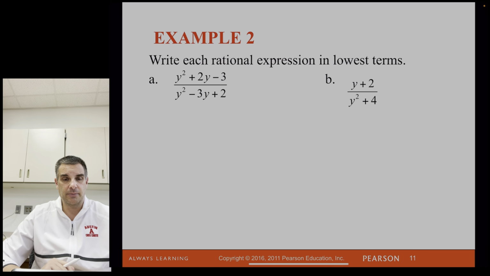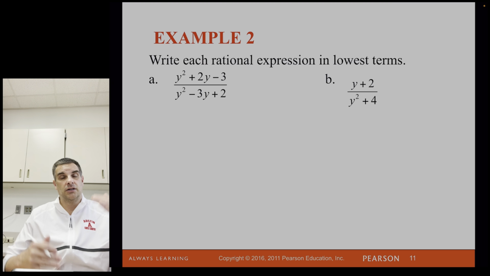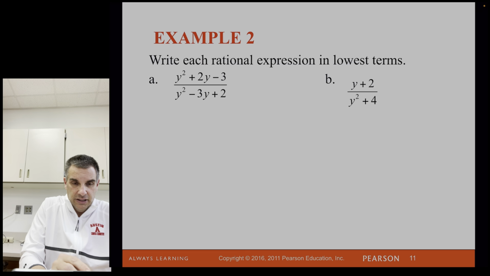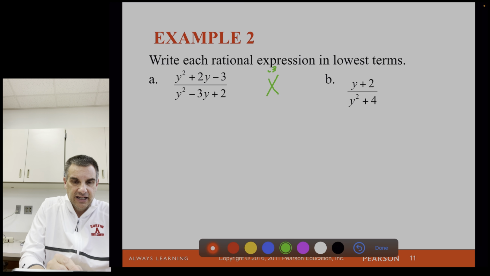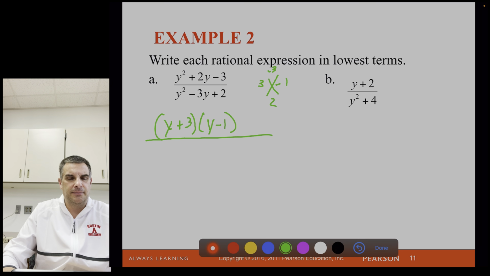Okay, so let's look at some examples. So these two are rational expressions. We've got y squared plus 2y minus 3 over y squared minus 3y plus 2. We're going to factor if they can be factored. So if we look at the top one, it's a trinomial. So we've got negative 3 on the top and 2 on the bottom. So that's positive 3, negative 1. So the top one factors into y plus 3 and y minus 1. So that's what the numerator factors into.